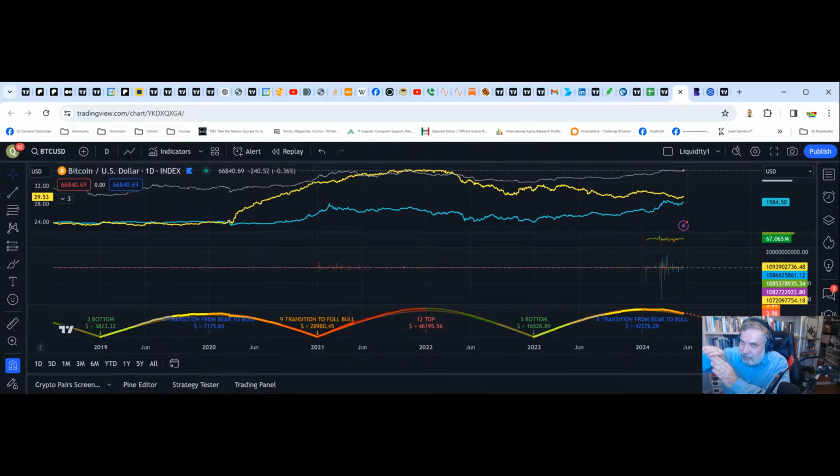Now, if you look at the data, and it's not just the recent data, because remember, MicroStrategy was holding Bitcoin also during the last cycle. In fact, they bought a bunch of stuff at the top. I don't know why they do that. They should use these and buy at the bottom, not at the top.